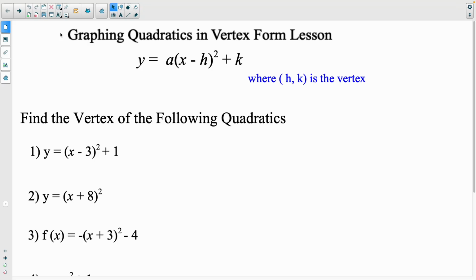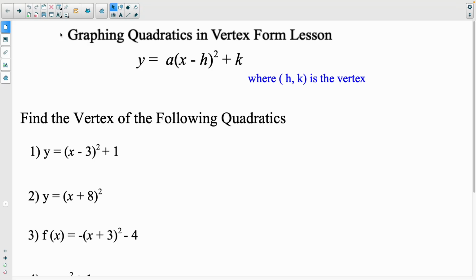So there is a minus in the formula, so the x-coordinate of the vertex is always going to be the opposite of whatever this sign is right here. Okay, that's the important part. So if this was x minus 3, the x-coordinate of the vertex would be positive 3. So the x is always the opposite of that value inside. That's the only tricky part.